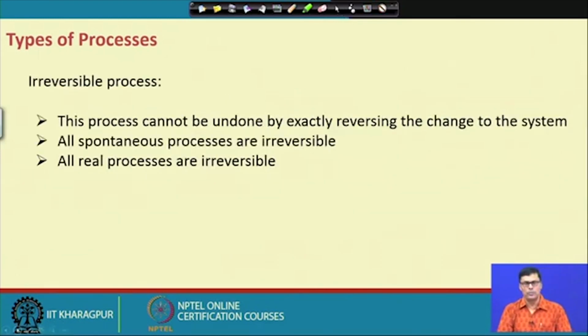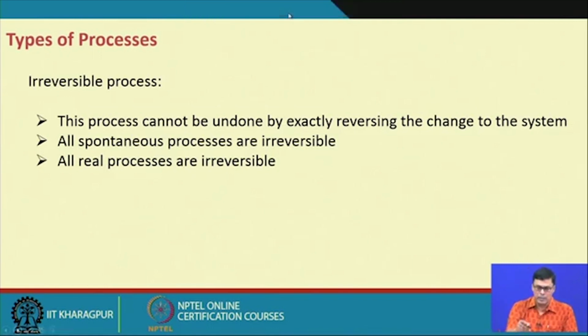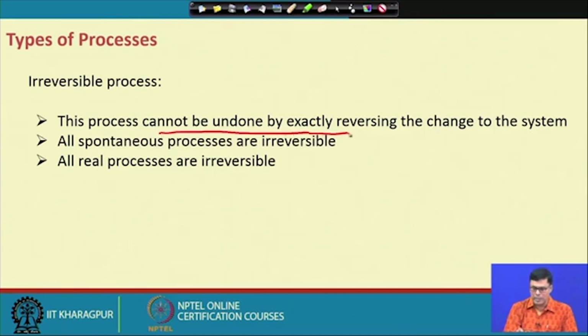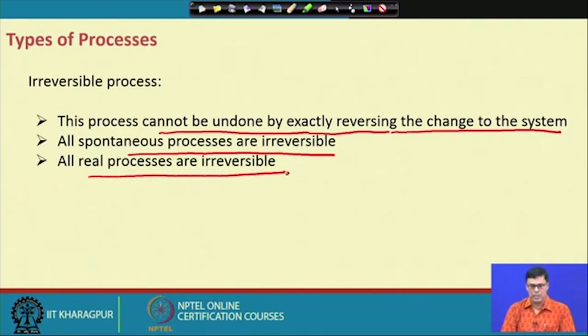Now, another process we have is called the irreversible process. If you look at an irreversible process, this process cannot be undone by exactly reversing the changes of the system. All spontaneous processes are irreversible, all real processes are irreversible. Irreversible means unidirectional, and reversible means bidirectional. So, this process cannot be undone by exactly reversing the change of the system. That is why we call it an irreversible process.